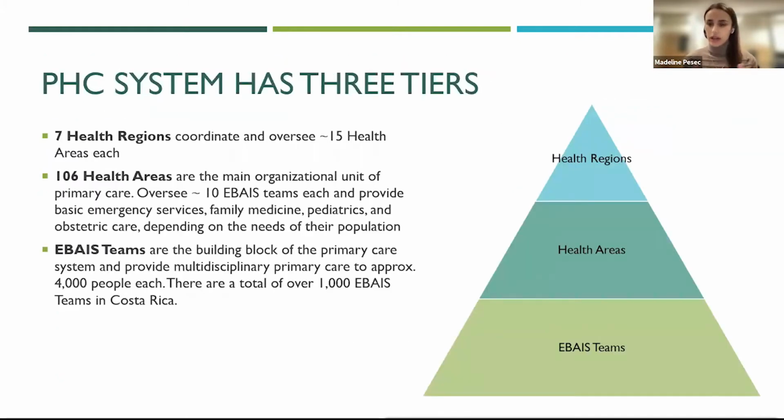So the way that they organized this primary healthcare system was to use 3 tiers. And I won't belabor the point, but essentially they had divided the country up into 7 regions, those 7 regions up into 106 health areas. And health areas then oversee Ebis teams. And so Ebis teams are the primary unit by which primary care is delivered. And each Ebis team takes care of about 4,000 people.